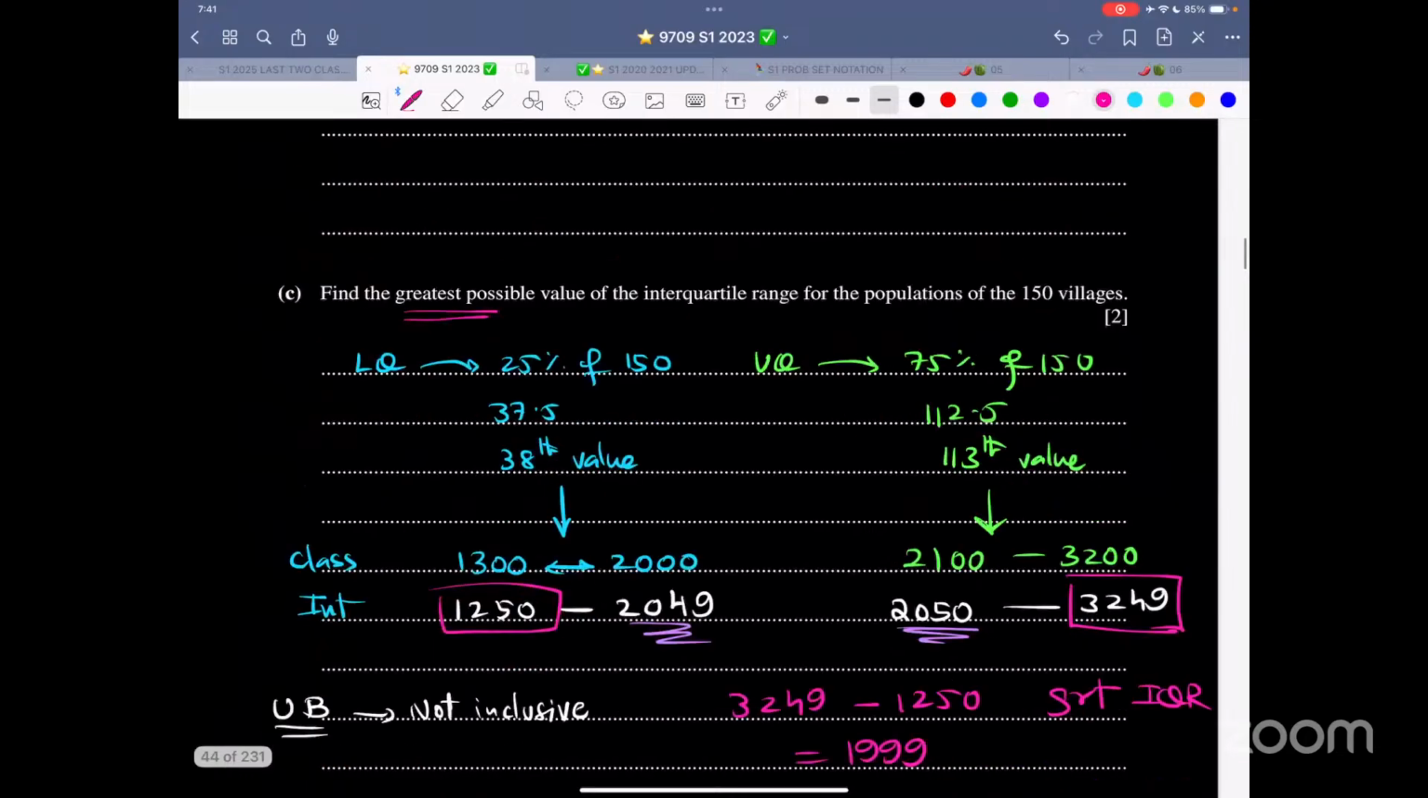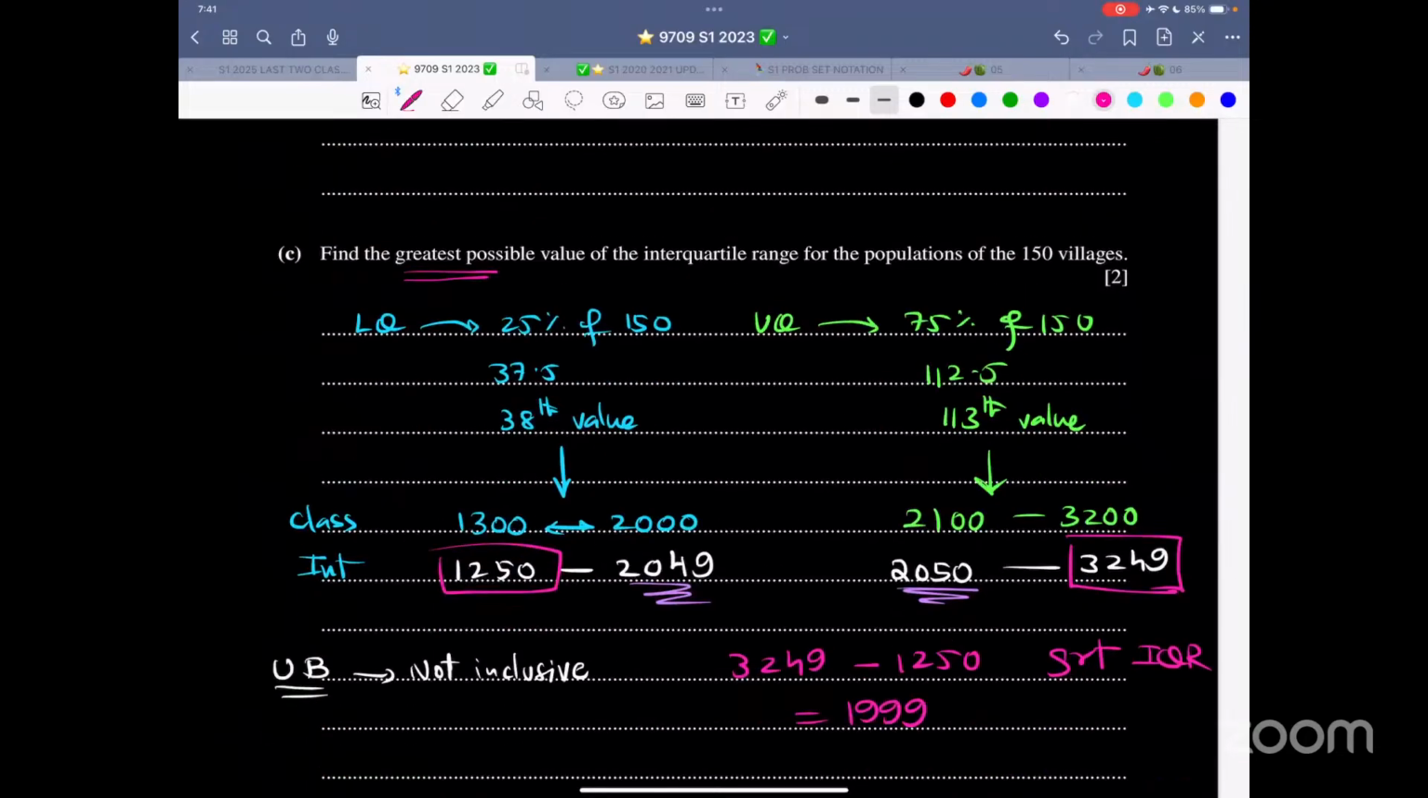So now over here, find the greatest possible value. First of all, the lower quartile, that is 25% of 150. That is 37.5, round it up, that is the 38th value. Similarly, the upper quartile is 75% of 150, 112.5, that is the 113th value. So now the 38th value lies in this interval, and the 113th value lies in this interval.